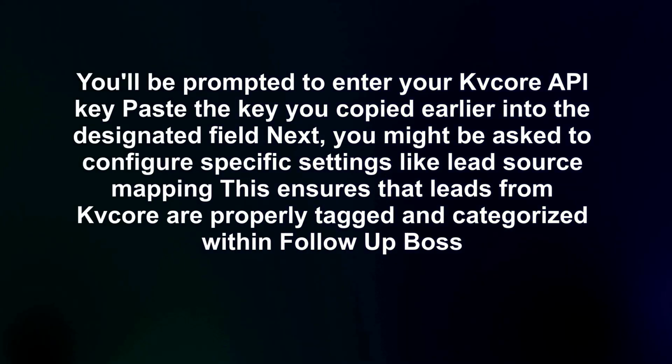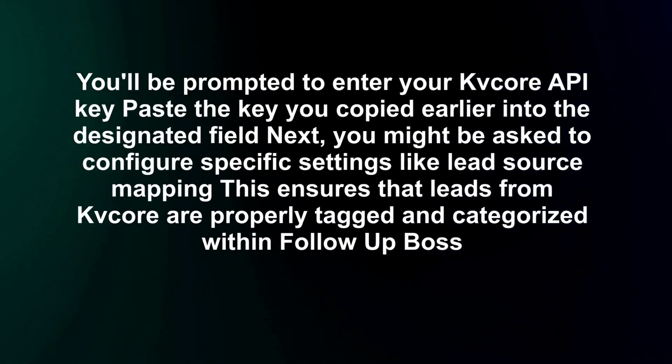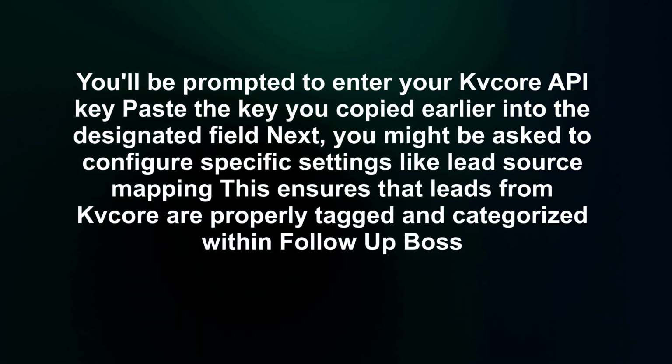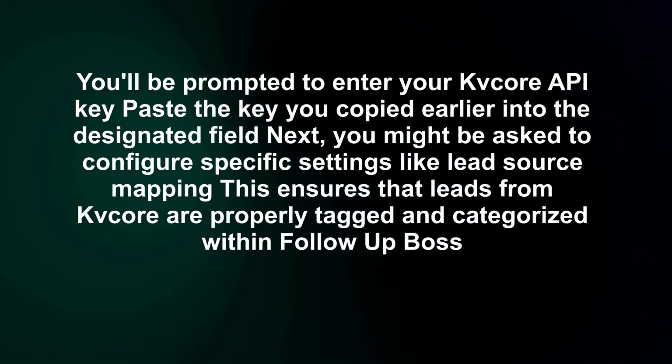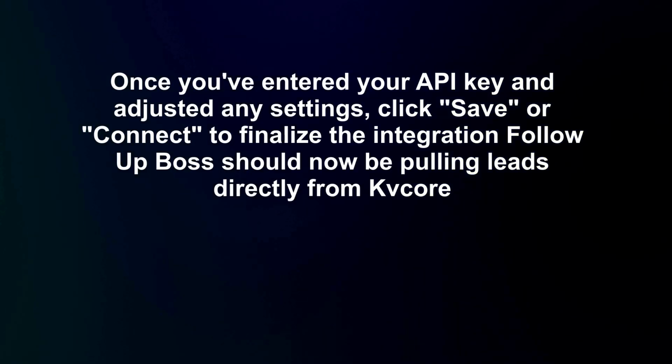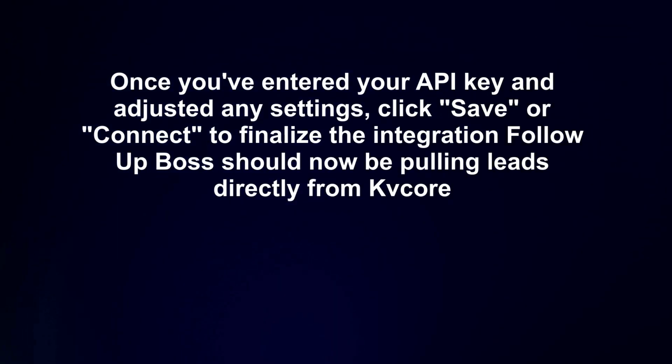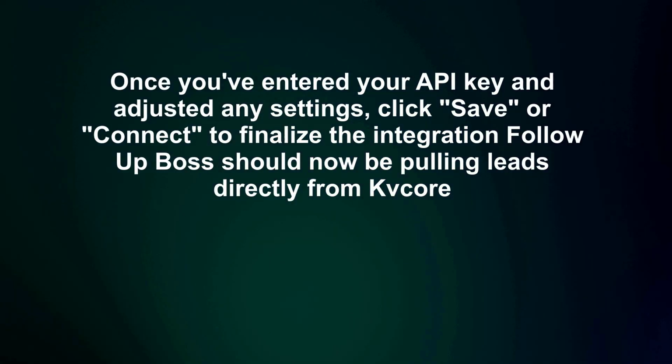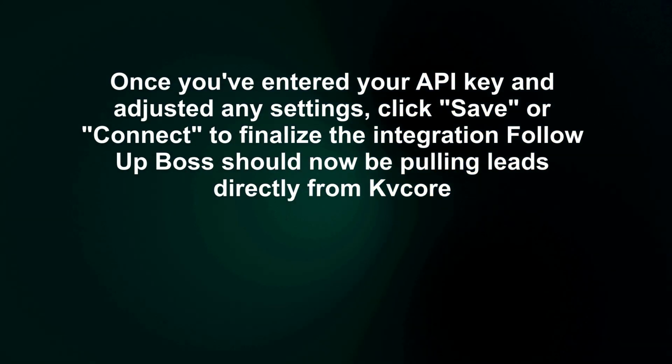Next, you might be asked to configure specific settings like lead source mapping. This ensures that leads from Kvcore are properly tagged and categorized within Follow Up Boss. Once you've entered your API key and adjusted any settings, click Save or Connect to finalize the integration. Follow Up Boss should now be pulling leads directly from Kvcore.